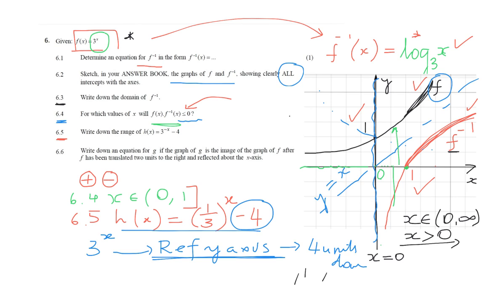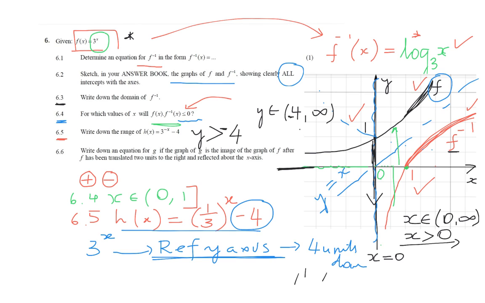So now my function goes 4 units down, which means that instead of the range being from 0 to plus infinity, now the range will be y bigger than, not bigger than 0 anymore, bigger than minus 4. Or in interval notation, y element of minus 4 to plus infinity. Obviously minus 4, I went 4 units down with my function.